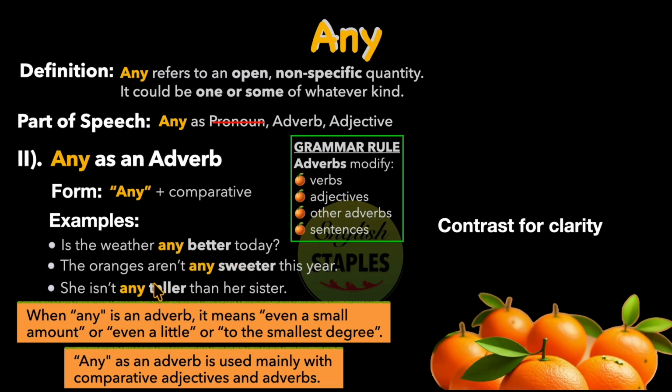Now, if you look at the word any here, it has one of these meanings. Is the weather even a little better today? Or maybe the oranges aren't even a little sweeter this year. She isn't even a little taller than her sister. Or she isn't taller than her sister to the smallest degree. Do you see that? Contrast for clarity, just to make things a little bit clearer. Better versus any better.